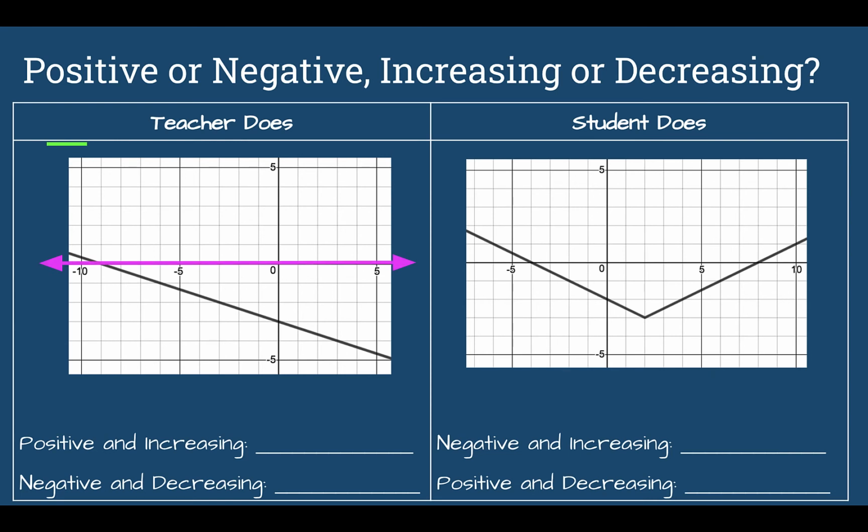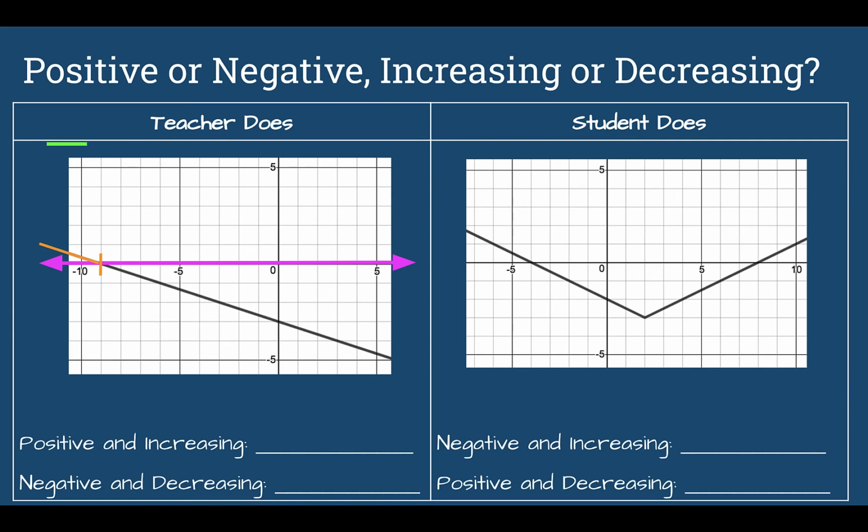So positive has to be above the x-axis. There's only one tiny little part that is positive. The rest is negative. And it ends about that spot. So we're done finding our positives.